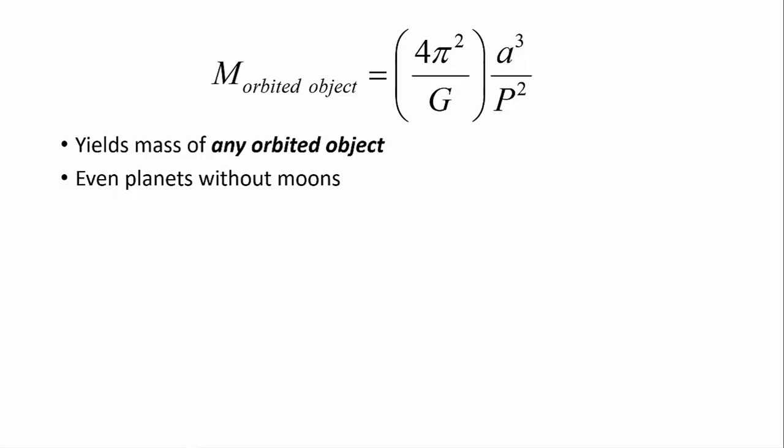We put spacecraft in orbit around them. And spacecraft obey the same orbital laws that natural moons do. And so you can use their orbits to figure out the masses of whatever they're orbiting around.